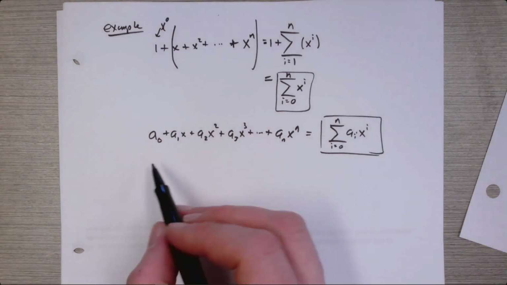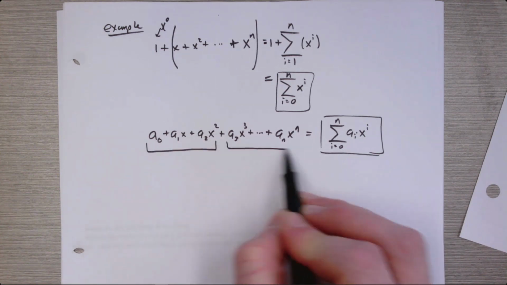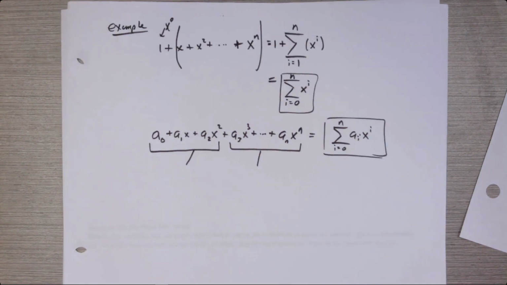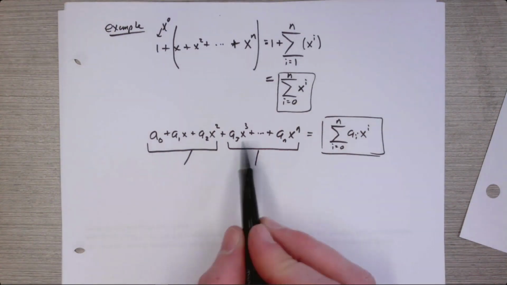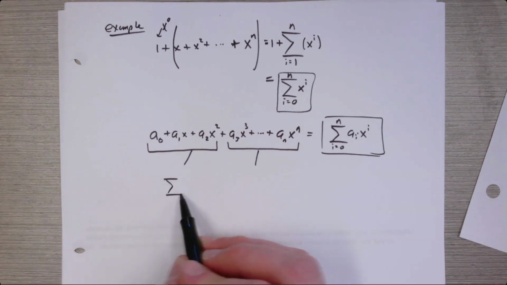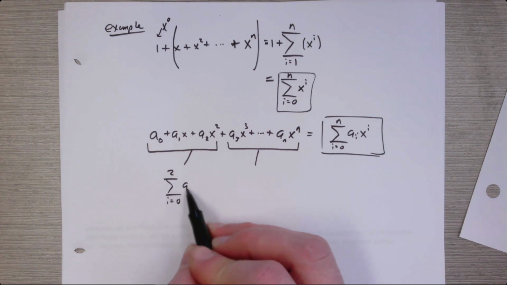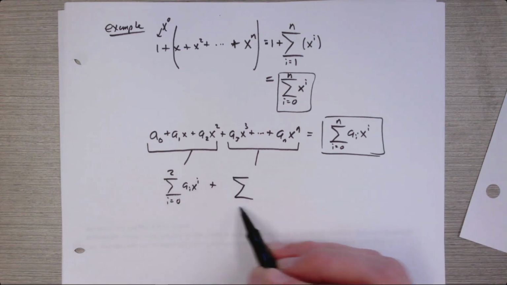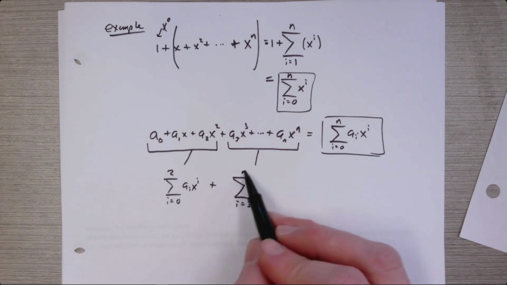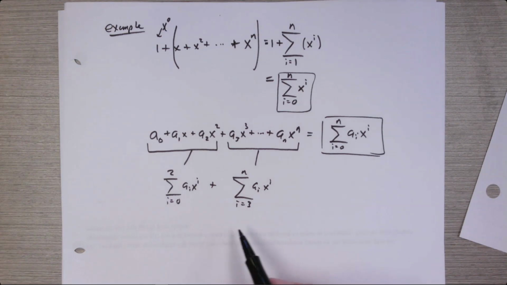You reminded me of a different thing, though. There's no reason why you can't split sums up into two separate things. So let's write a sum for just this part and then just this part. I could say, let's write a sum where i goes from 0 to 2 of a sub i x to the i. And then let's write another one where i starts at 3 and goes up to n. It's going to be the same thing.